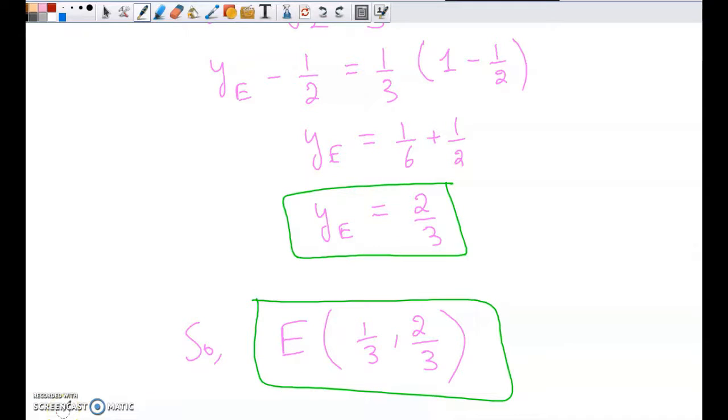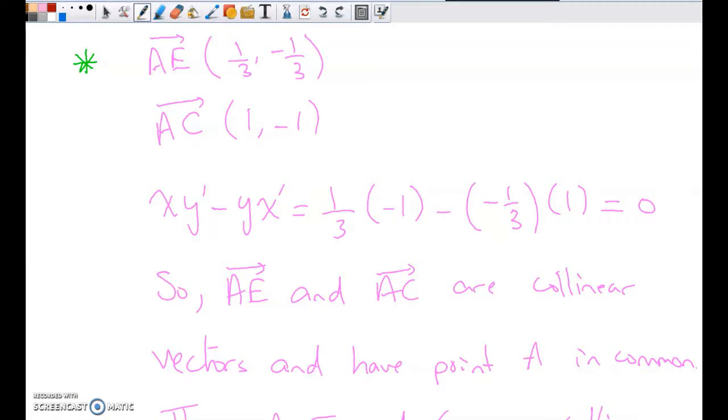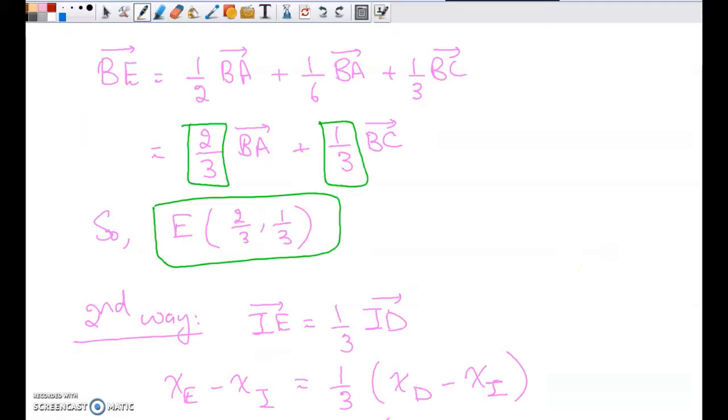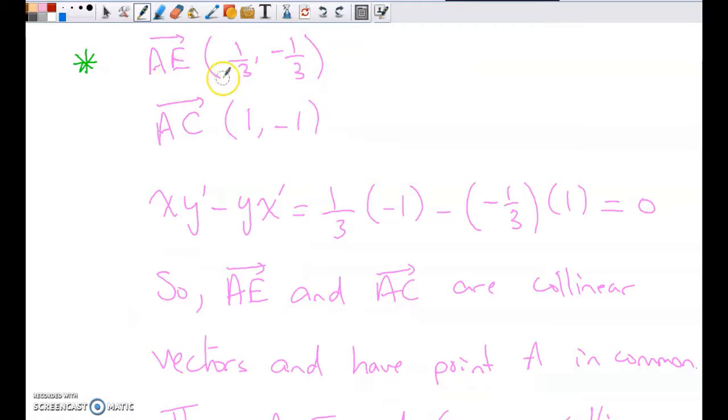Now we want to show that the 3 points A, E, and C are collinear. Now to do this, notice from the figure they are collinear. To do this, we can look at vector AE and at vector AC, for example, and show that they are collinear vectors. So knowing the coordinates, I found the components of each vector. Okay, AE is 1 over 3, minus 1 over 3, and AC is 1, minus 1.